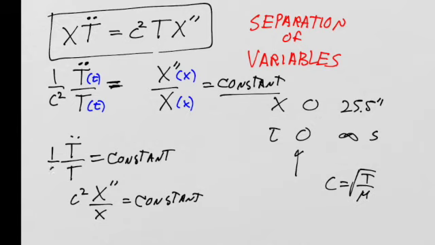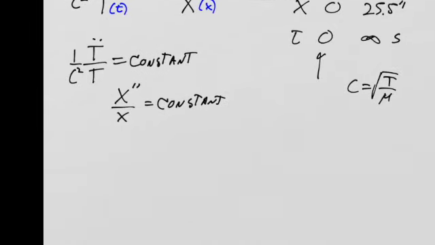So I'm going to write 1 over c squared is a constant, and I'm going to write x double prime over x is a constant. And it's important to remember, of course, that this is the same constant, right? This can only equal one number. But I can split this up into two different expressions. Obviously, they're tied together by this constant. But nevertheless, they're still quite independent.